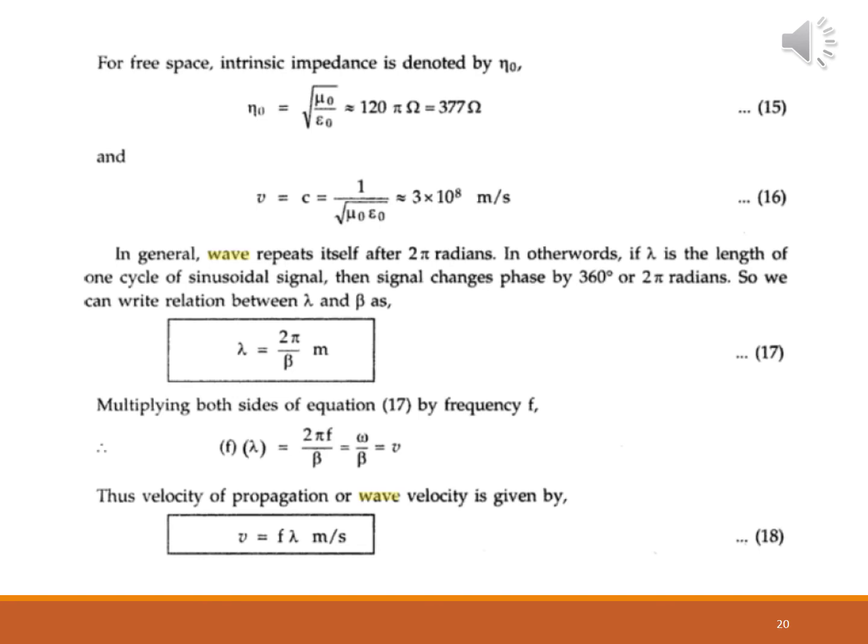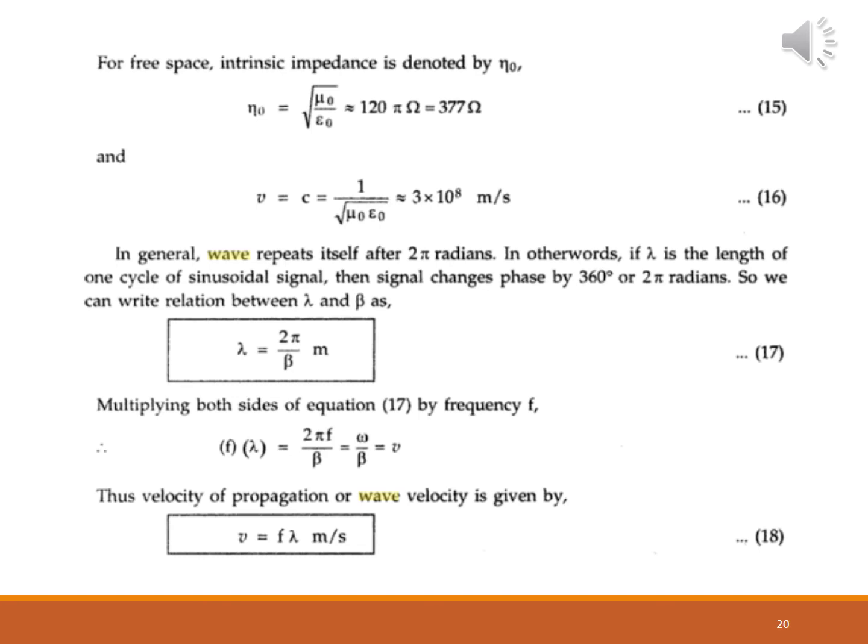And lambda is related with the phase shift beta, as lambda is 2 pi by beta. The unit is in meters. Okay, so that is the wavelength. And if you multiply the frequency with lambda, because that is f, your velocity of propagation. Now it has got another relation as f, the frequency, into the wavelength lambda.